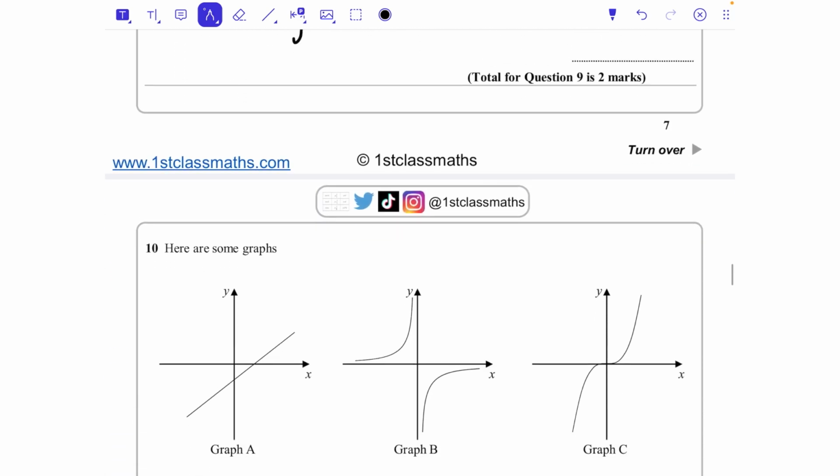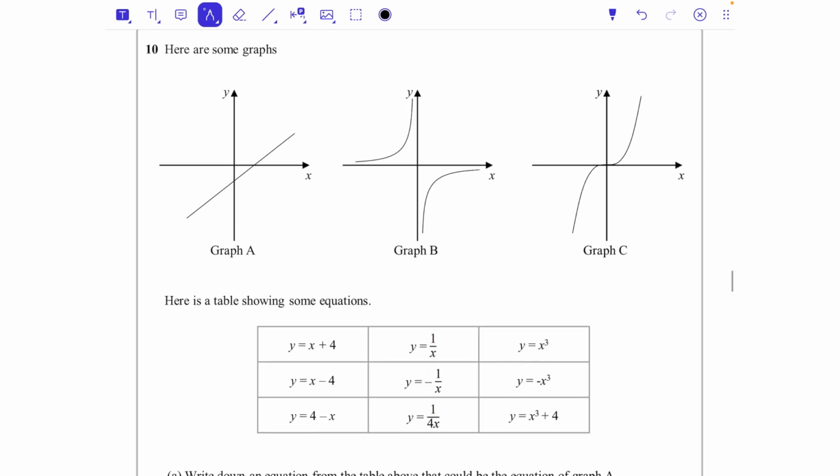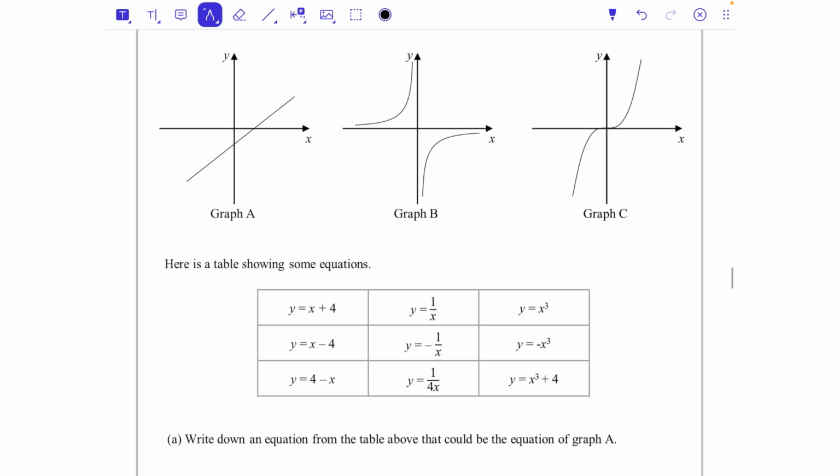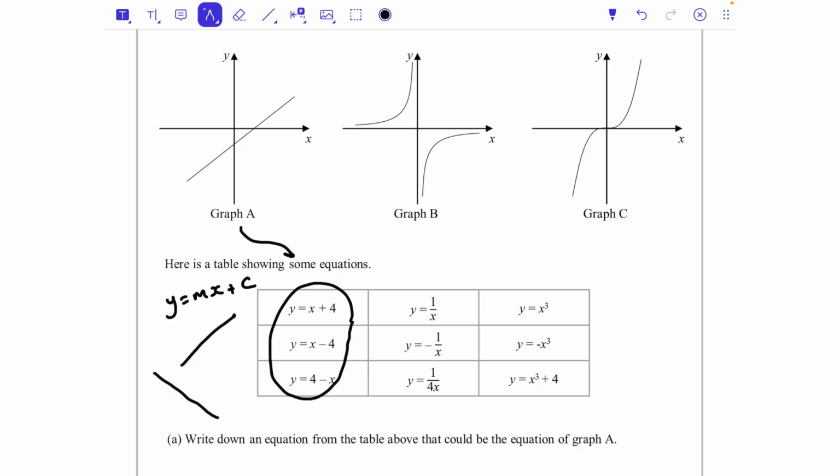Question number 10. Here are some graphs. Here is a table showing some equations. Write down an equation from the table above that could be the equation of graph A. So all of these are linear equations in that we know they're of the form y equals mx plus c. Either they've got a positive gradient or a negative gradient, and they're going to be straight lines on a graph. So graph A is probably going to come from one of these, and we'll look in more detail in a minute. Now graph B would match up with one of these.